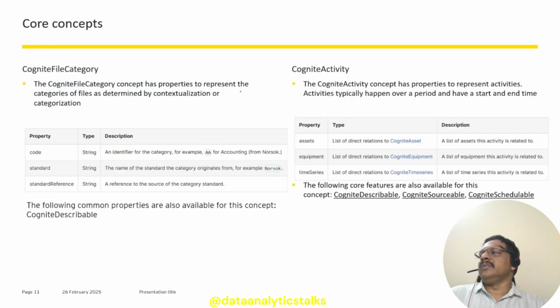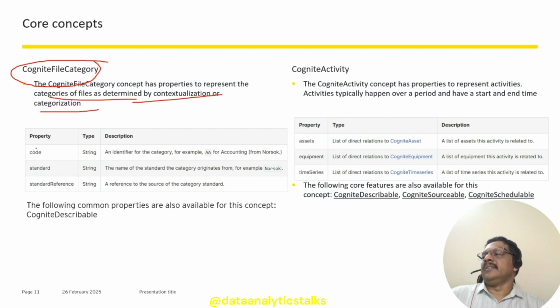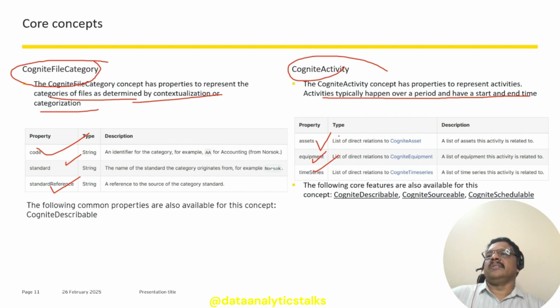Then coming to Cognite file category, it is representing the categories of the files associated with the contextualization, the categorization, the code, standard, and the standard reference. Then Cognite activity, it represents the activity that typically happens over a period and has a start and end time. Asset, equipment, time series. That's basically the Cognite activity.